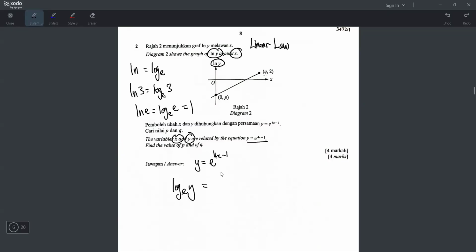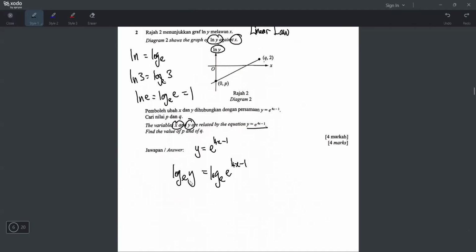So that's why I put log base e here. And of course, on the other side, you have to put log base e also, and this will be e power 4x minus 1. When you add log to both sides, you can add either base 10 or base e, right? But for this question, you want your y-axis to match the y-axis in the graph, so you want it to be ln. That's why you put log base e on both sides, right? So now it becomes ln y, because log base e of y is ln y.